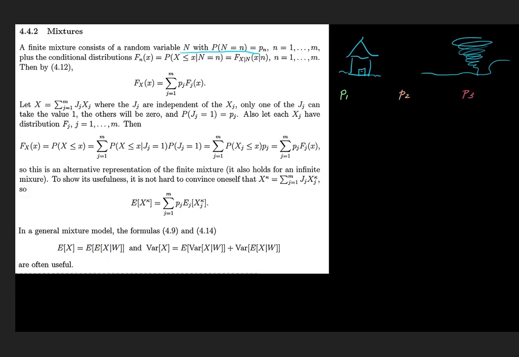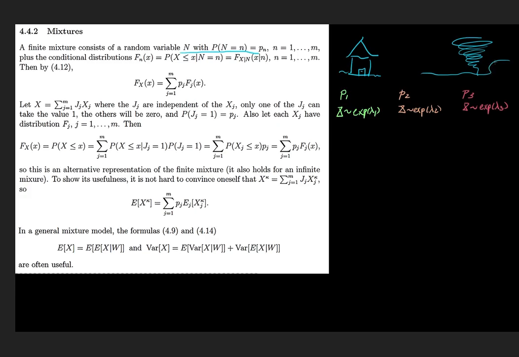And depending on the different strengths of the storm, the distribution of the loss conditioned on the strength will differ. So if the strength of the storm is 1, then the loss will be exponentially distributed with parameter lambda 1. If the strength is 2, the loss will be exponentially distributed with parameter lambda 2. And if the strength of the storm is 3, then the loss will be exponentially distributed with parameter lambda 3.